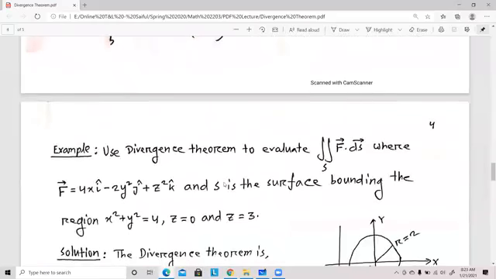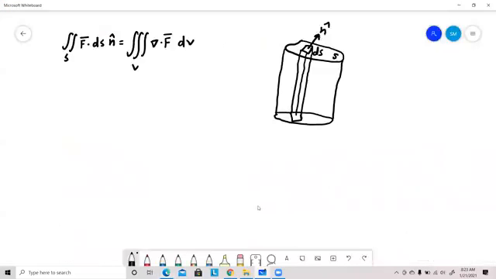So another problem is this: use divergence theorem to evaluate the surface integral where f is given by this and S is the surface bounding the region x square plus y square equal to 4, z equal to 0, z equal to 3.